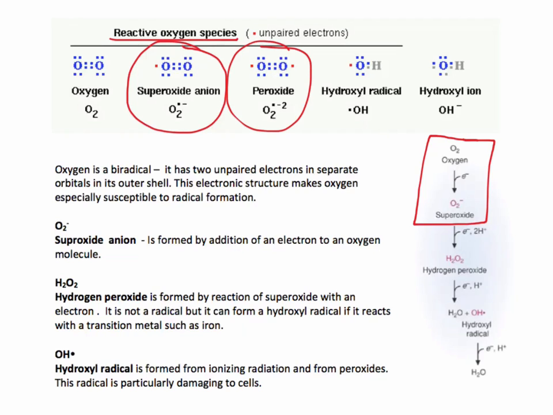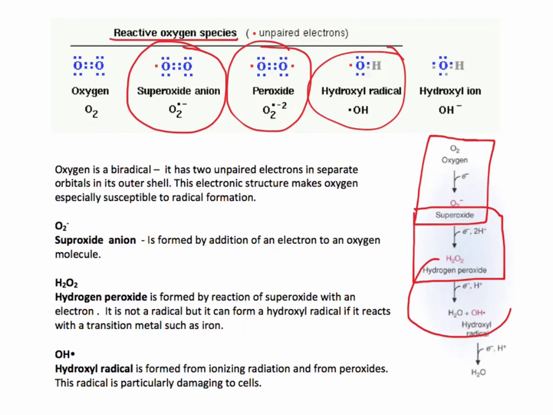A peroxide radical is formed when superoxide gains an additional electron. The protonated form is hydrogen peroxide. The addition of an electron to hydrogen peroxide forms water and a hydroxyl radical. The hydroxyl radical can also be formed by ionizing radiation. This is an extremely reactive species that will remove an electron from almost any molecule it encounters.